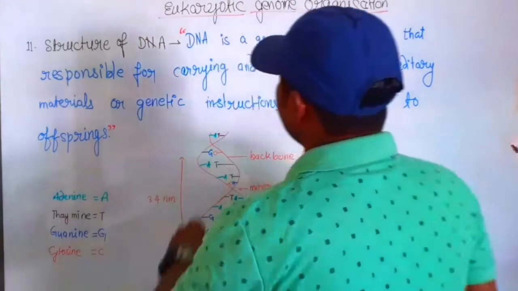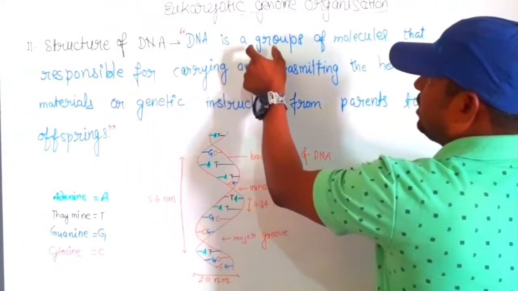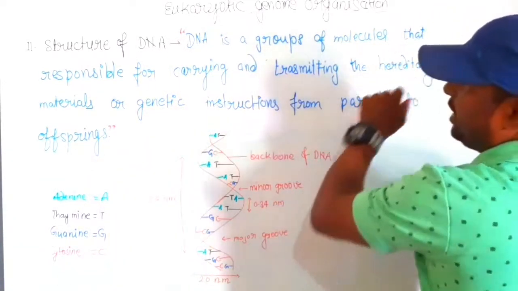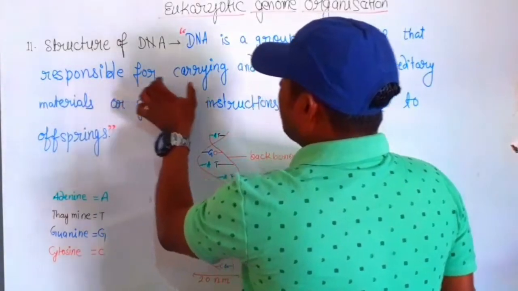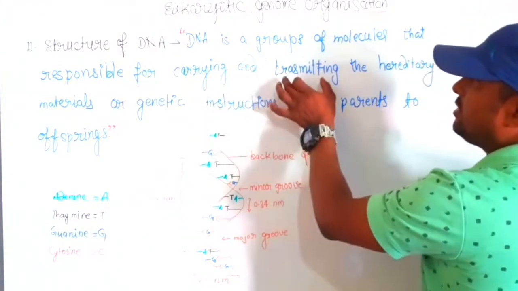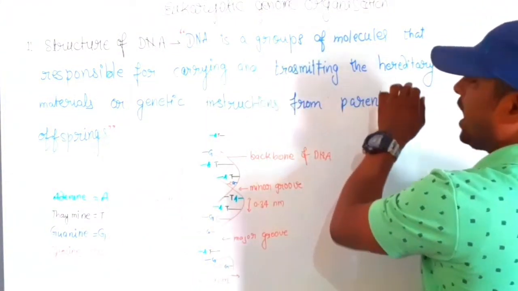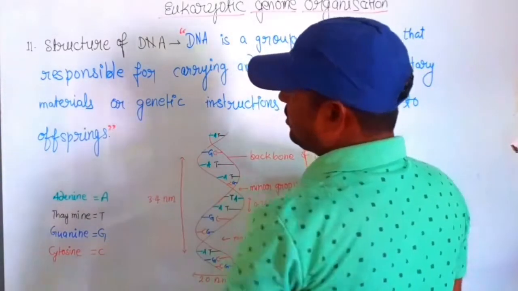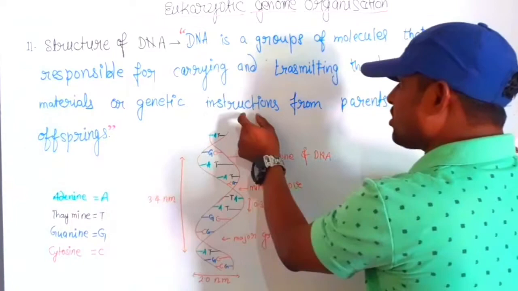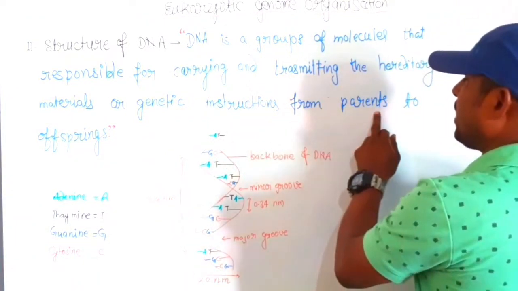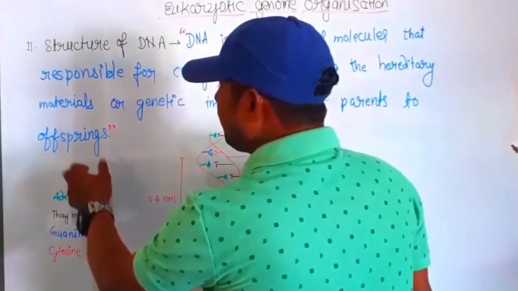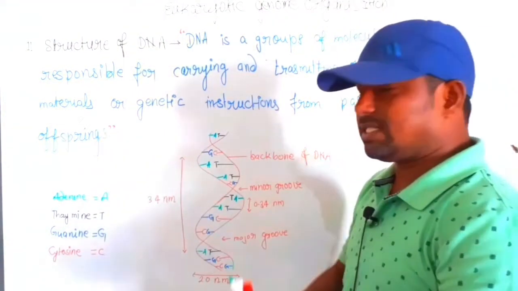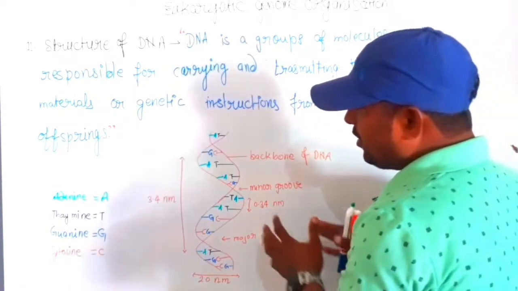Let's see. DNA is a group of molecules that are responsible for carrying and transmitting the hereditary materials or genetic instructions from parents to offspring. We can see the structure of DNA.